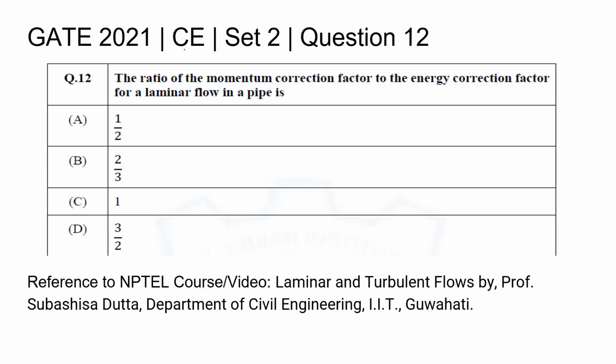GATE 2021 Civil Engineering Set 2 Question 12. The ratio of momentum correction factor to the energy correction factor for a laminar flow in a pipe is: option A is 1 by 2, option B is 2 by 3, option C is 1, and option D is 3 by 2. Reference to the relevant NPTEL courses or video has been cited.